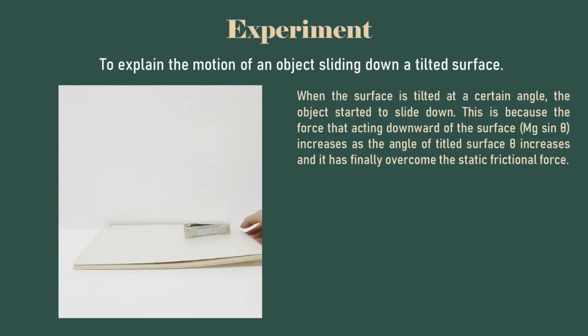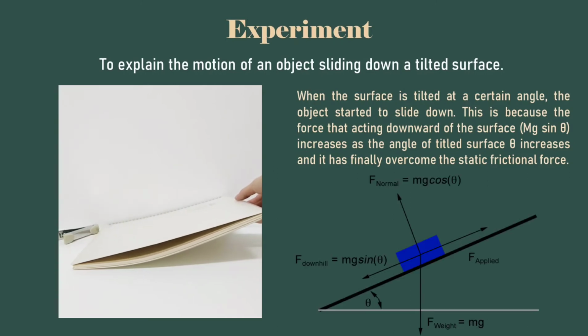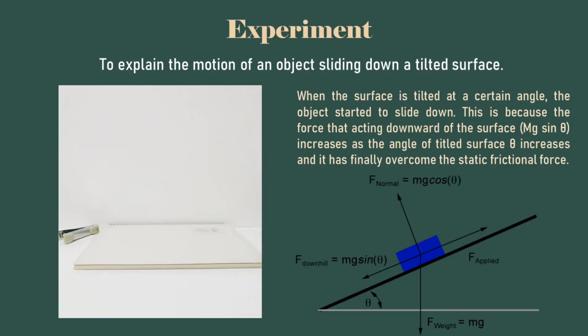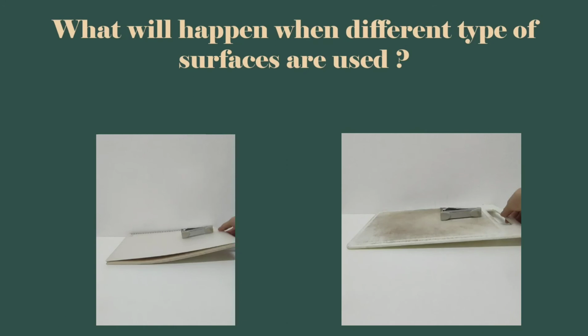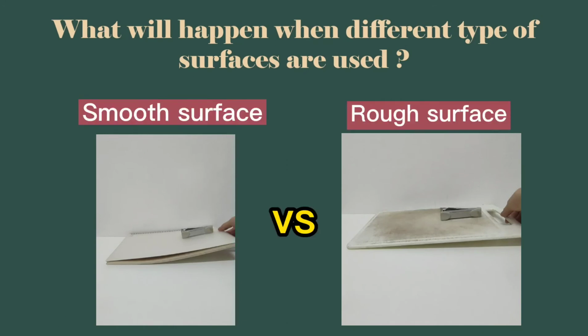This is the experiment to explain the motion of an object sliding down a surface. As you can see, when the surface is tilted at a certain angle, the object starts to slide down. This is because the force acting downward along the surface increases as the angle of the tilted surface increases, and it has finally overcome the static frictional force. So, what will happen when different types of surfaces are used?